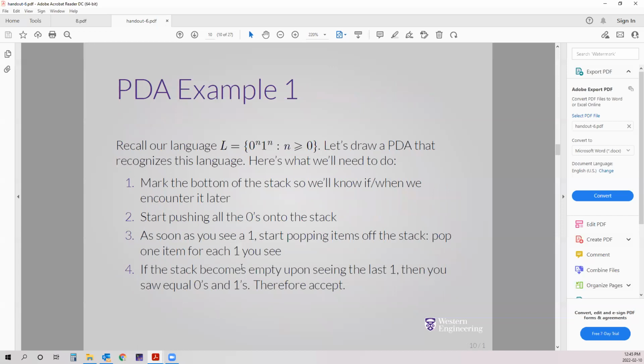Recall our language L, 0 to the power n, 1 to the power n, where n is greater than or equal to 0. Let's draw a push-down automaton that recognizes this language. Here, what we will need to do is mark the bottom of the stack, so we will know it when we encounter it later. That done, start pushing the zeros onto the stack. As soon as you see a 1, start popping items off the stack. Pop one item for each 1 you see. If the stack becomes empty upon seeing the last 1, then you saw equal zeros and ones, therefore accept.